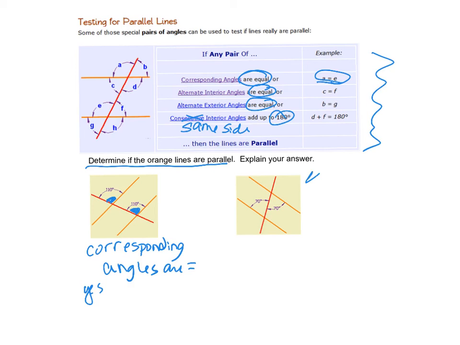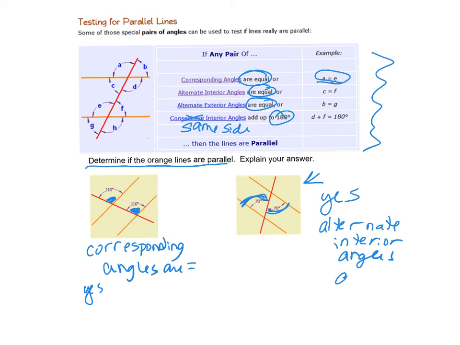Okay, now let's look at this one. Are they parallel? Yes. How do you know? So you have to look at that angle pair. What's that angle pair called? Those are alternate interior angles. And those alternate interior angles are equal. They are congruent. So therefore, yes, they are parallel lines.